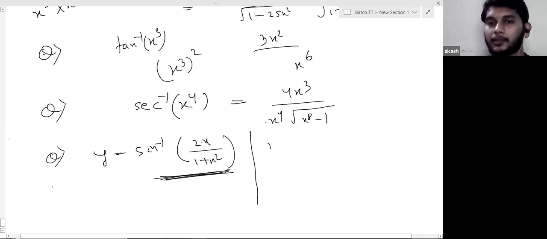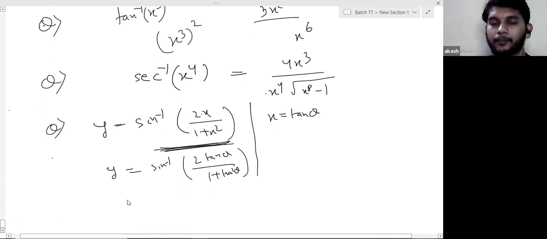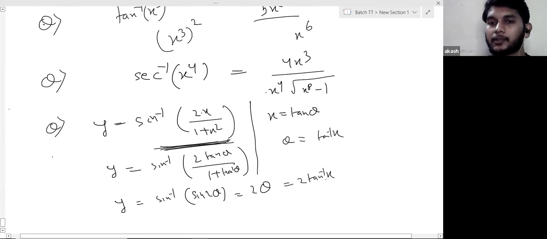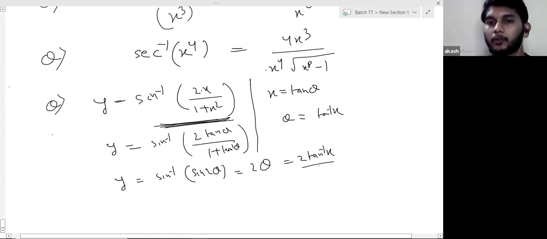So if you put x equals tan theta, then you will see this is y equals sine inverse 2 tan theta upon 1 plus tan square theta. And this is sine 2 theta. So this is 2 theta, and theta we can find as tan inverse x. So this is the formula of 2 tan inverse x. And if you remember this, I have given you the direct formula that for 2 tan inverse x, you can write like this. Right, Sahel?